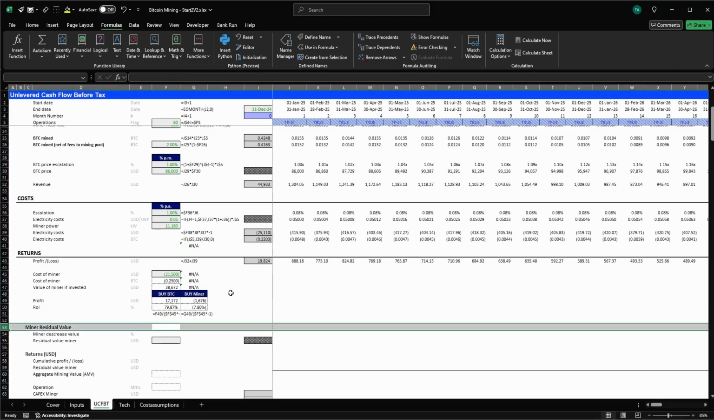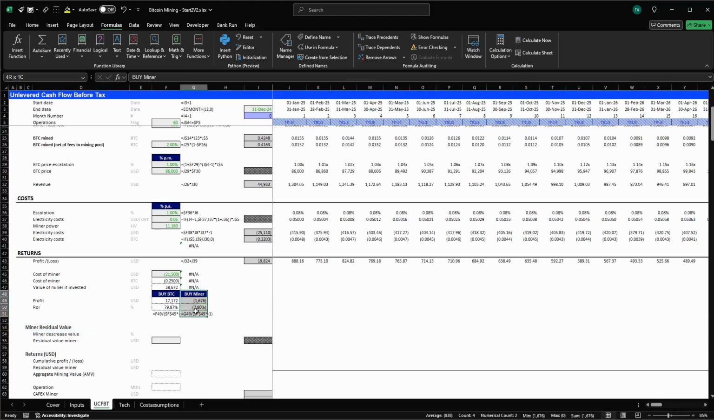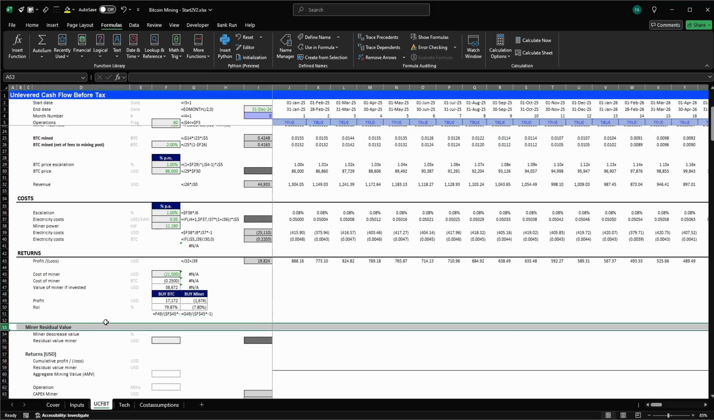So now we have to consider that if you were to buy the miner, we would still have the miner with us, right? And eventually we would be able to sell it. And that's where having the residual value of the miner makes a lot of sense for us to calculate and understand how it works.